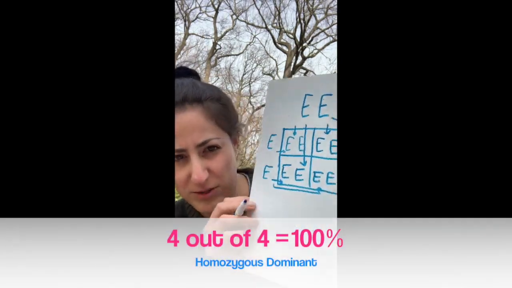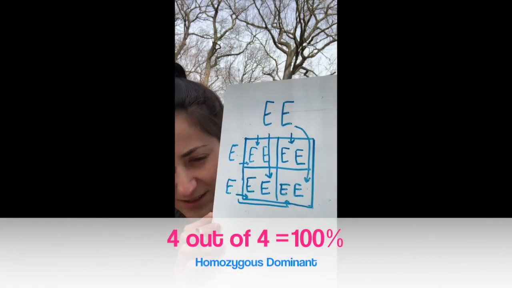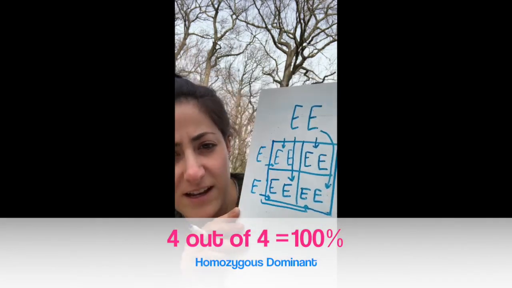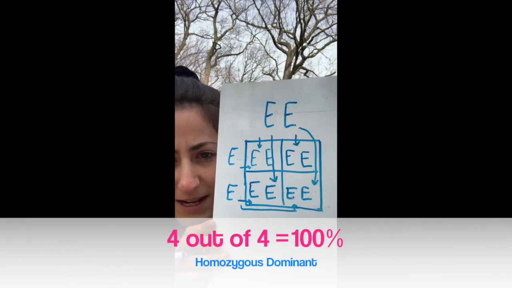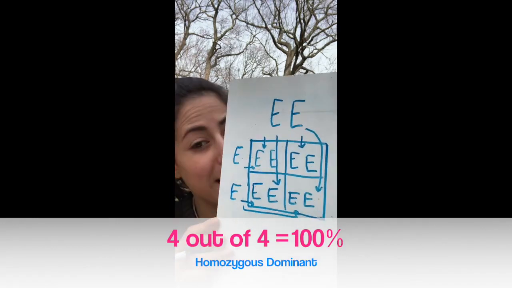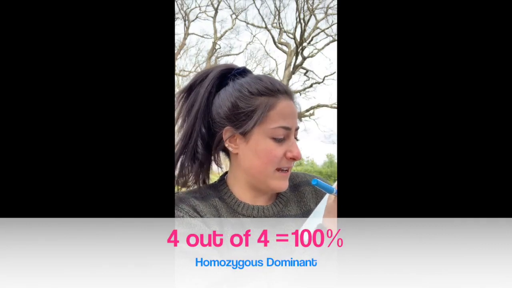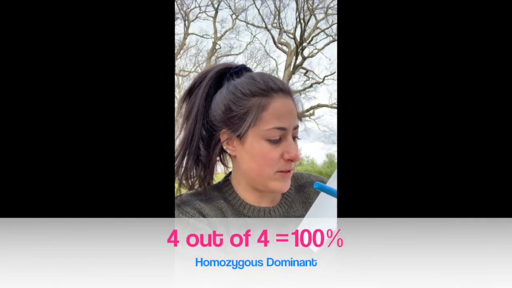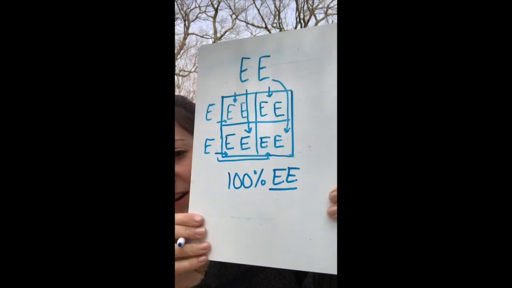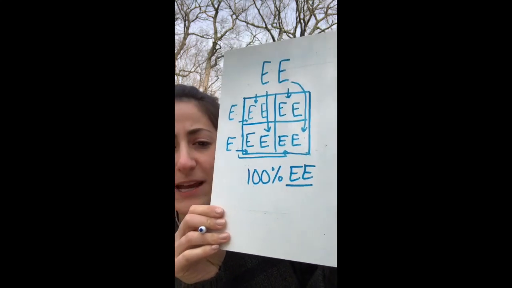So in this case, they all end up the same because we were crossing two dominant and two dominant, so double homozygous, double dominant. When you cross dominant with dominant and the only choice is dominant, the offspring are all going to be 100% dominant looking phenotype and dominant genotype, okay?